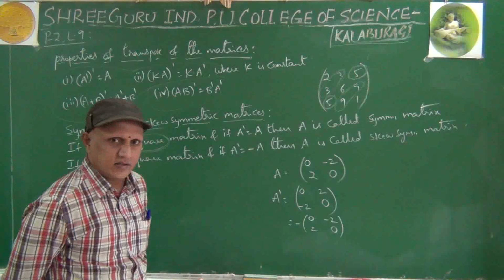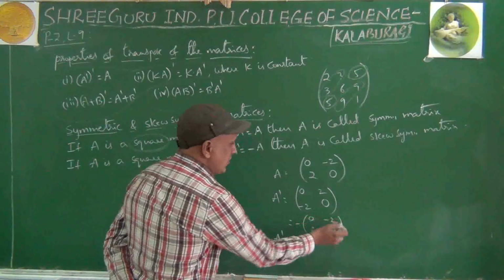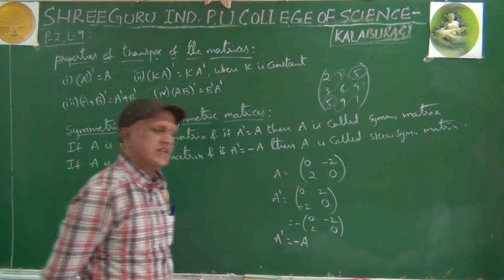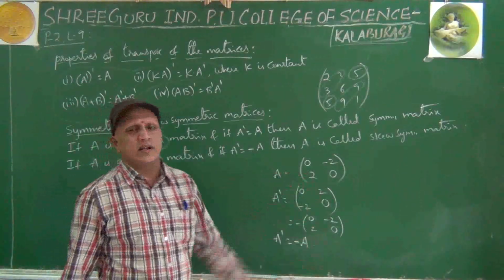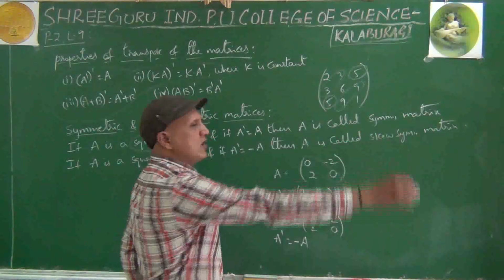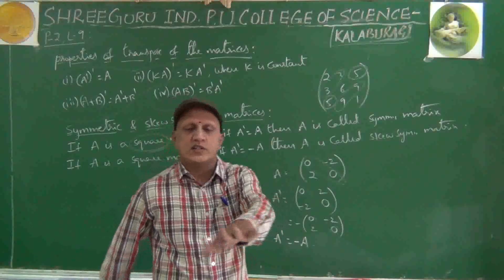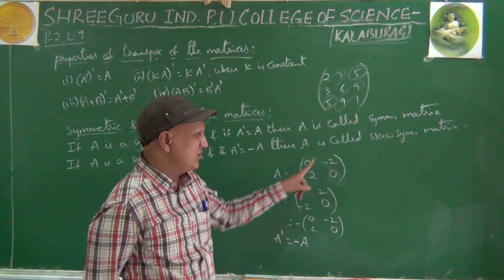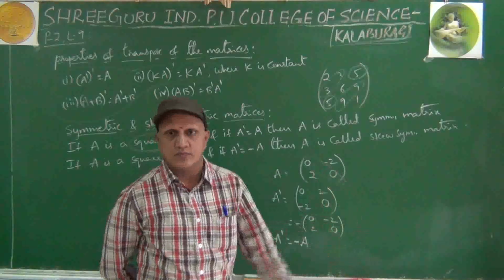Now see, we got A dash equal to minus A, where the matrix is 0, minus 2, 2, 0. A dash equal to minus A, right? So how to write a 2 by 2 example: diagonal elements should be 0 compulsory and the remaining elements are in opposite sign. Sign should be opposite. If it is minus 2, this should be plus 2. If it is plus 2, it should be minus 2, right?